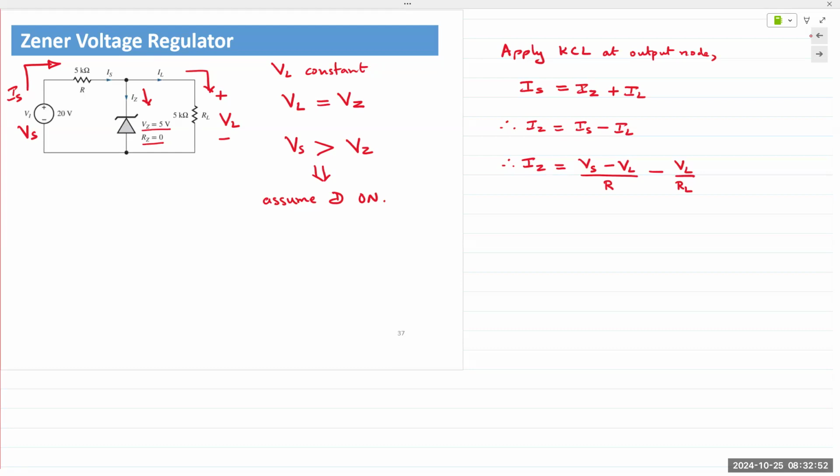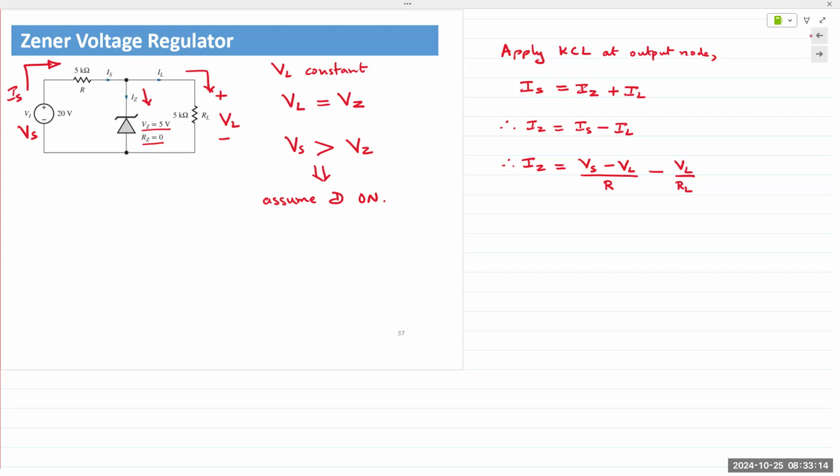If the diode is on, then IZ must have a positive value. And so we write KCL at the top and obtain IZ is equal to the source current minus the load current. And this is the key equation in all voltage regulators. You have a total current coming from the source that will be divided between the load and the Zener diode.